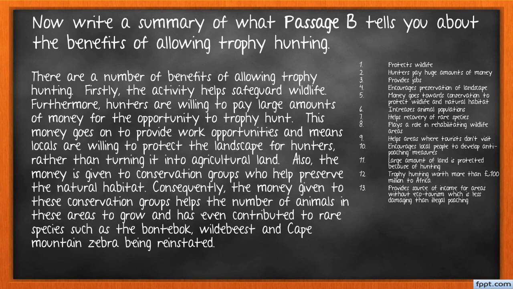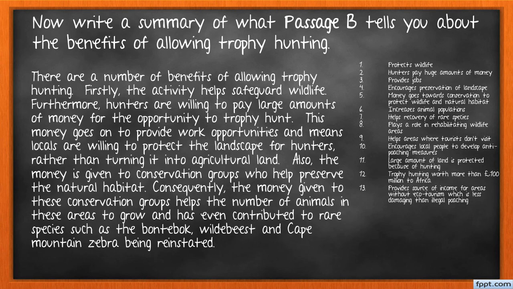So my next bullet point about it increasing animal populations, I can work in with helping recovery of rare species, but that all comes as a result of the money that goes towards them. So I'm going to use a different type of connective here, and I'm going to put in consequently. The money given to these conservation groups helps the number of animals in these areas to grow. So I'm going to try and use a different word that increases, and has even contributed to rare species such as the Montebok wildebeest and Cape Mountain zebra being reinstated.